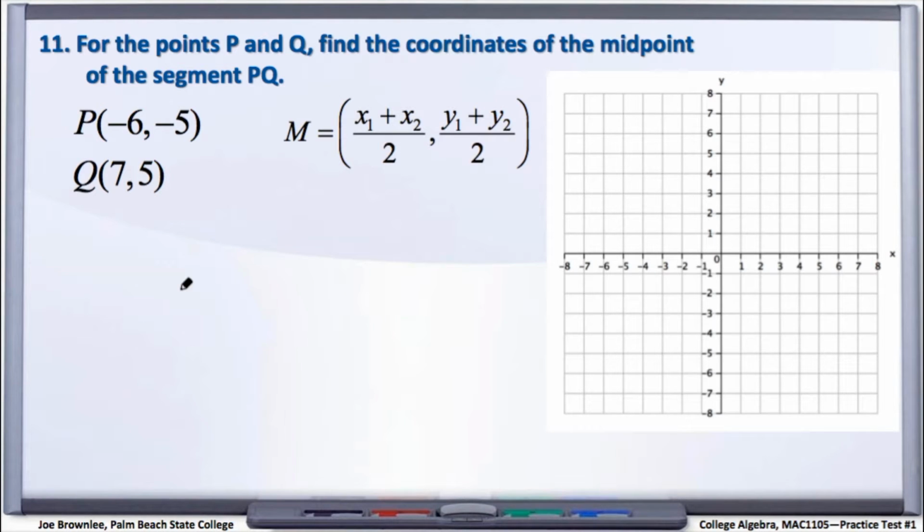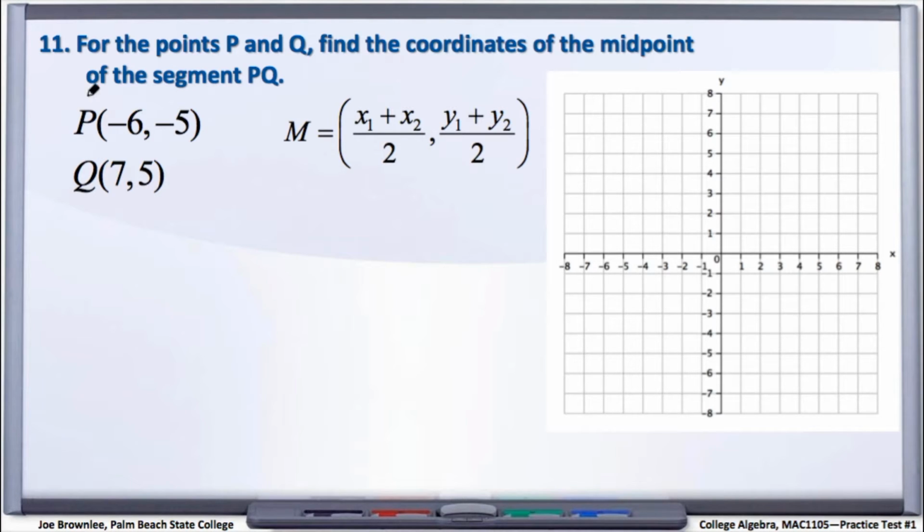All right, number 11. For the points P and Q, find the coordinates of the midpoint of the segment PQ. So just like before when we were finding distance, we've been given 2 points, P and Q. And while it's not asked for in the directions, I'm going to go ahead and plot these 2 points so we can visually see what's happening.